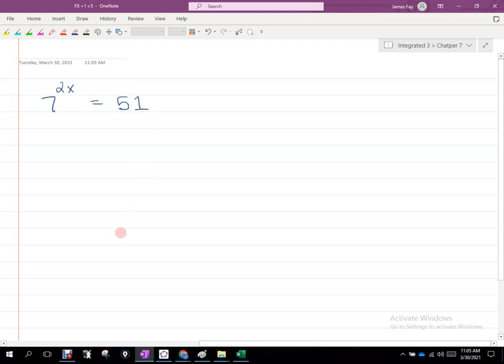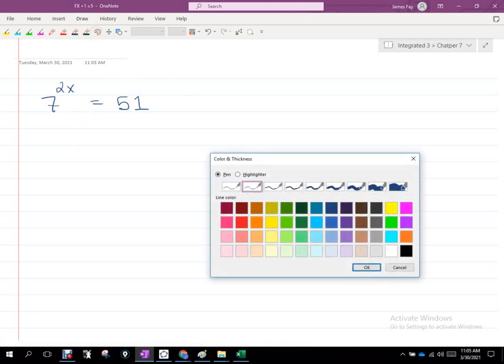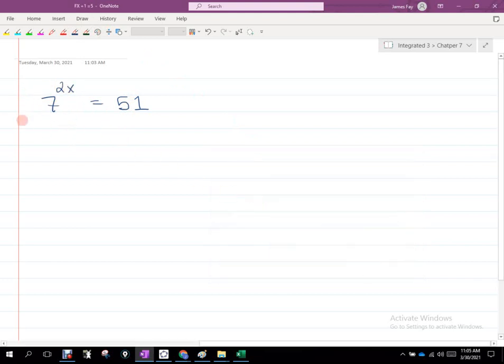51. Okay? Because I cannot make 7 and 51 the same base, we have to directly turn to the use of logarithms. Okay, so you're going to take the log of both sides. So take the log of the left-hand side.